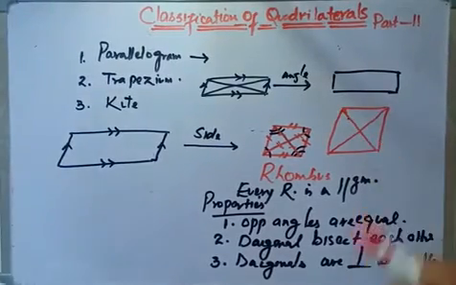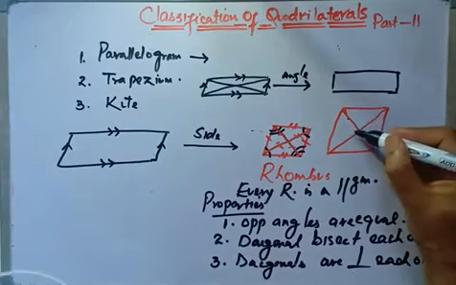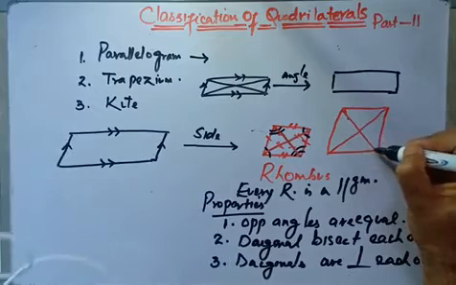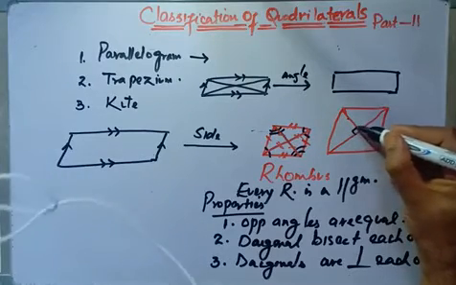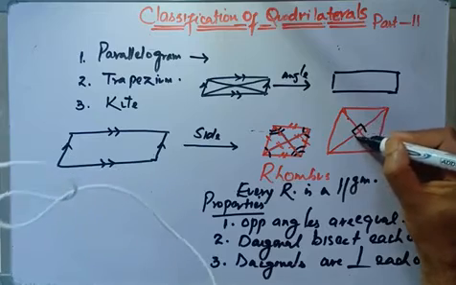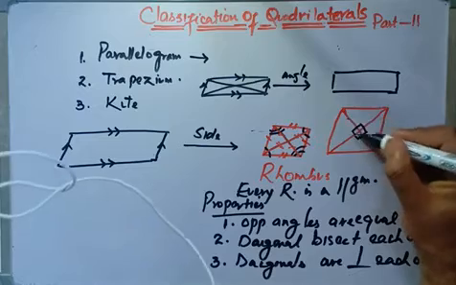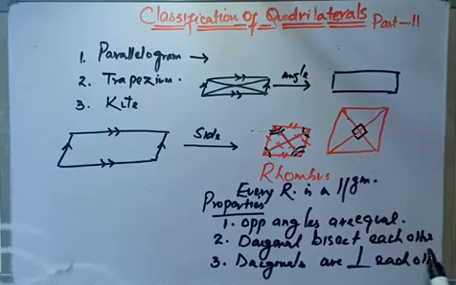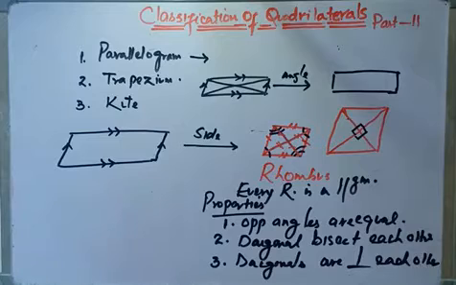See, I have redrawn this rhombus. You can see here this diagonal is perpendicular to this diagonal. So all the angles here are 90 degrees. So we can say that the diagonals are perpendicular to each other. We can see the diagonals bisect each other, and the diagonals are perpendicular bisectors of each other, right? So this is an additional property of the rhombus.